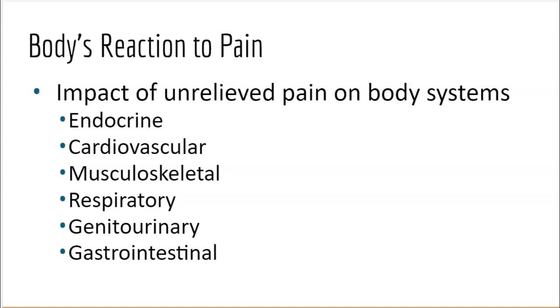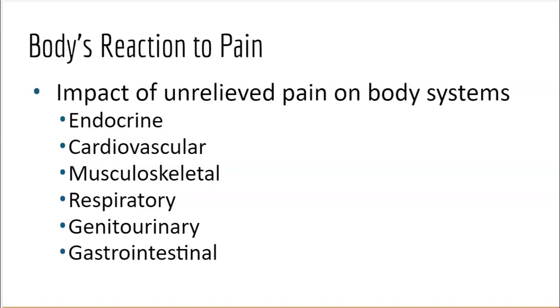So think about somebody who's had surgery and they are unable to do their deep breathing exercises, which is hugely important post-surgery. Deep breathing exercises prevent pneumonia or a collapsed lung.